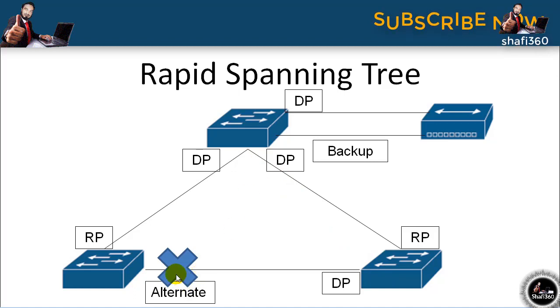So it will not forward any traffic on this port, but it will still listen to the BPDUs from this switch over here. If this link were to ever go away, this switch would know, well, I have an alternate, I'll just send the traffic out this direction.